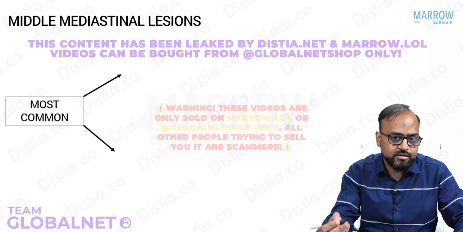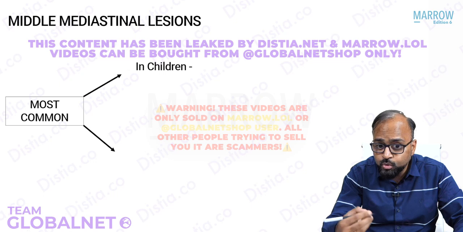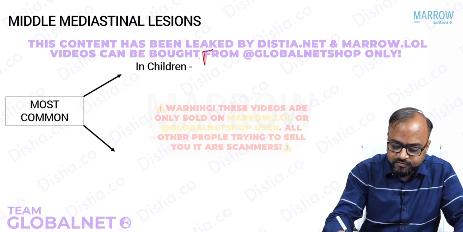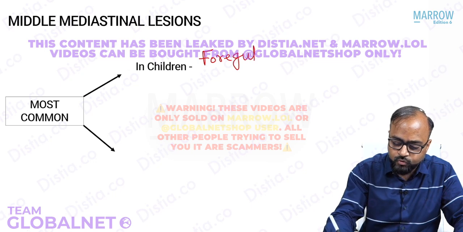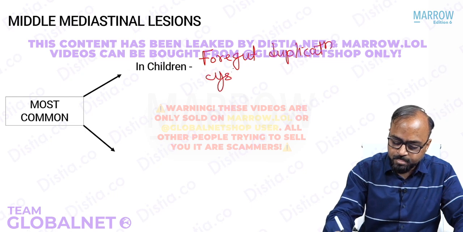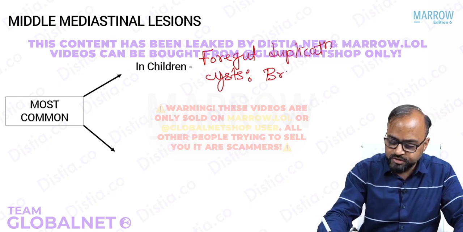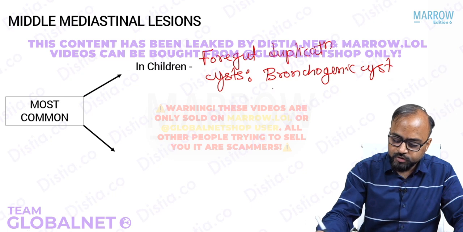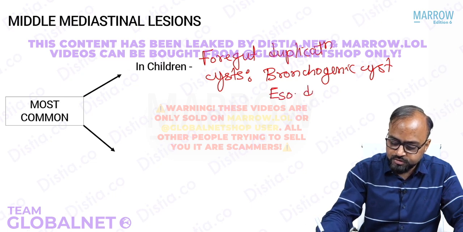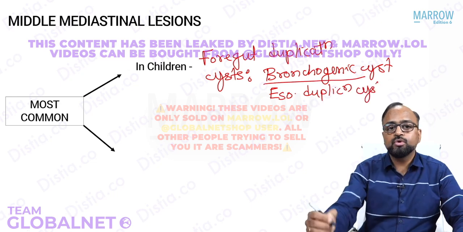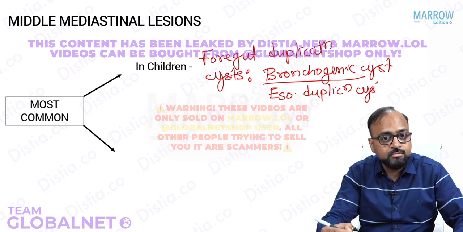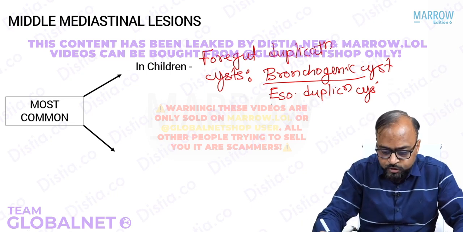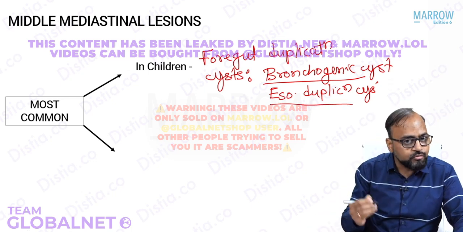Now we come to middle mediastinal lesions. Middle mediastinal lesions most commonly in children are, as we have discussed, these are what? These are the foregut duplication cysts. Most likely bronchogenic cysts or esophageal duplication cysts. Bronchogenic cysts will usually be located in the middle mediastinum, close to the main bronchus or the trachea. Esophageal duplication cysts will be located close to the esophagus.